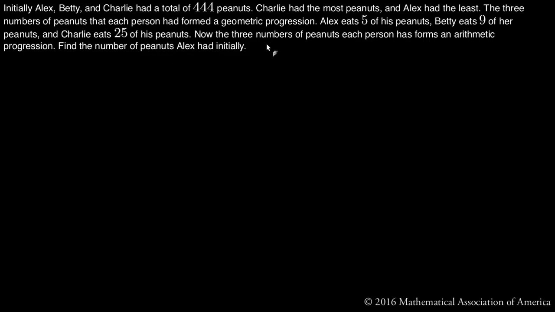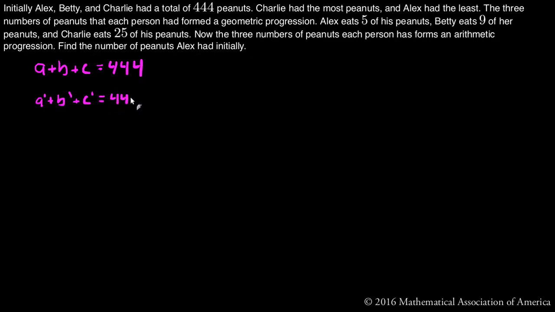So when I saw this, I saw right away that A plus B plus C for Alex, Betty, and Charlie must be 444. I can call it A prime, B prime, C prime for what happens after they eat their peanuts, and that is going to be arithmetic.